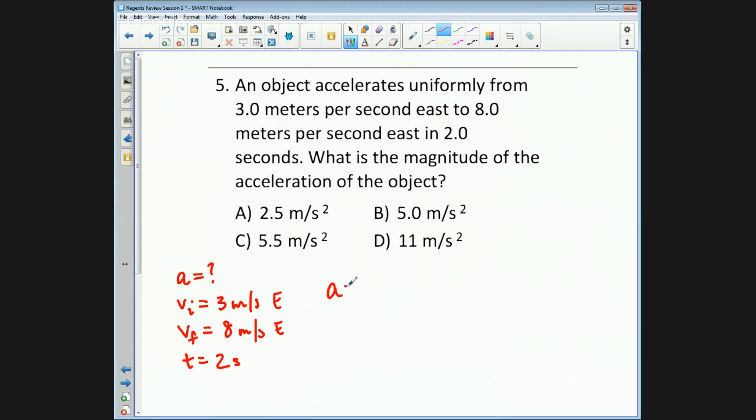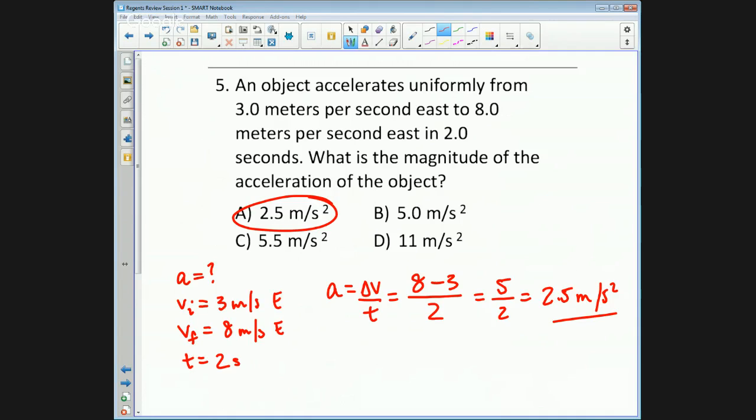So we're going to use the formula acceleration equals delta V over t. That is 8 meters per second east minus 3 meters per second east divided by 2 seconds. This is 5 divided by 2, or 2.5 meters per second squared. So that would be choice A. Is that correct? Yeah, that's correct. Okay. Sometimes it may be a good idea to substitute your units and directions into the formula, so that way you could see this also would have an eastward acceleration, because east minus east is east.